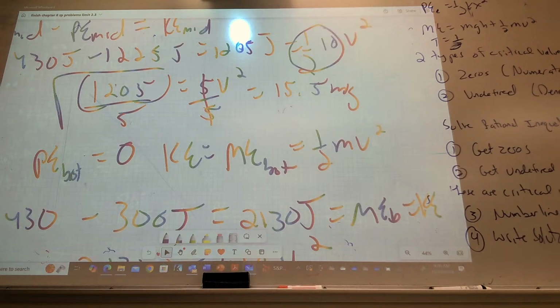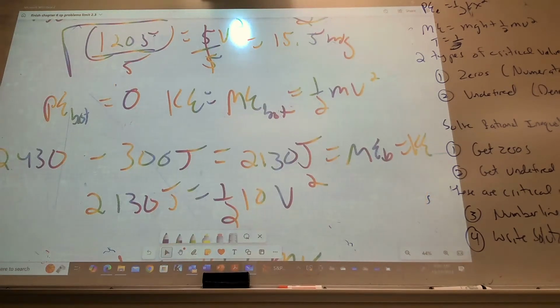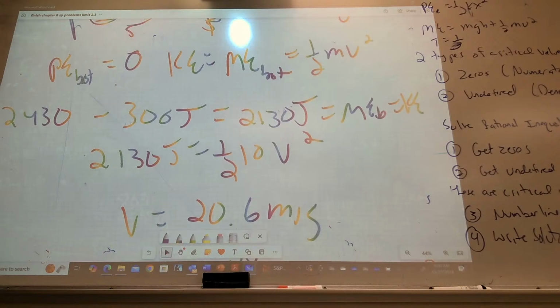Samuel, do you have your speed at the bottom? I have 20.6. Right. We set that equal to 1/2 10v squared to get our speed at the bottom, okay?